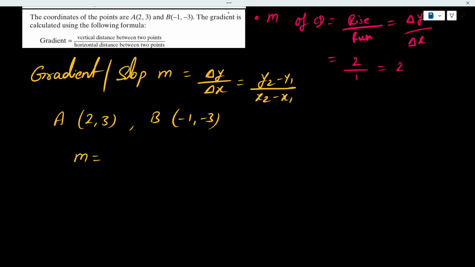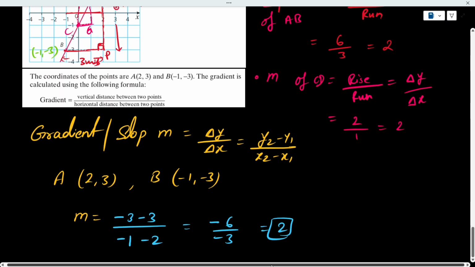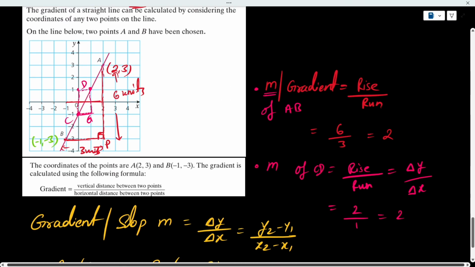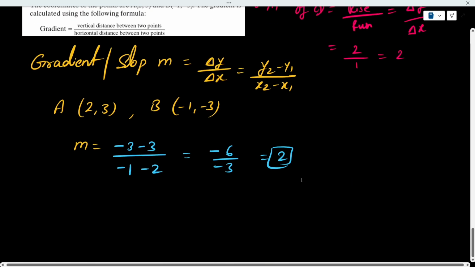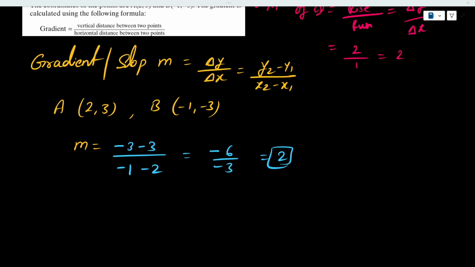So what is your y2 here? This is your x1 y1, this is your x2 y2, right? And I said y2 minus y1, so -3 minus 3 by -1 minus 2. So y2 minus y1 by x2 minus x1 is -6 by -3, which is 2. So my gradient is 2, and when I did rise over run also, your gradient was 2. Correct? So that means it's the same. So we can use this formula to calculate the gradient of any straight line.